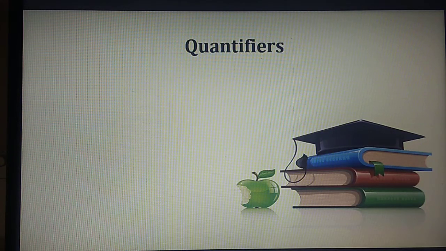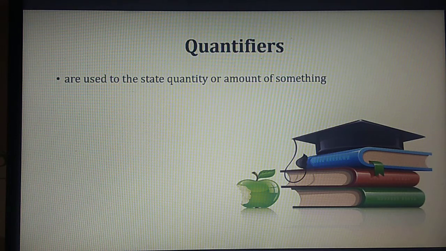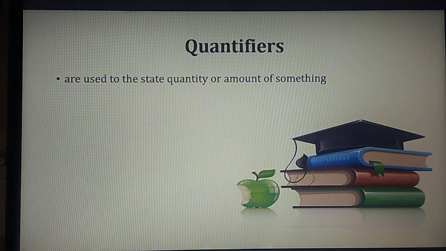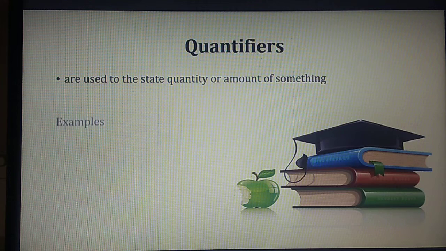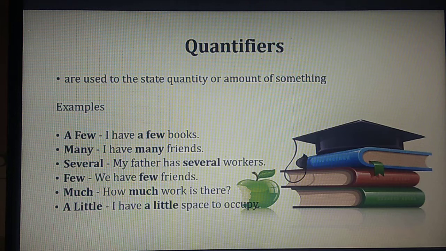The third kind of determiners are in the form of quantifiers. Now what do you mean by quantity? Something which is not given in exact number but in terms of the amount of something. That is called quantifiers. Now if you look at examples here, I have a few books. Books can be counted, but I have not mentioned the exact number of books. I have used the quantity of books. So a few is my quantifier determiner.